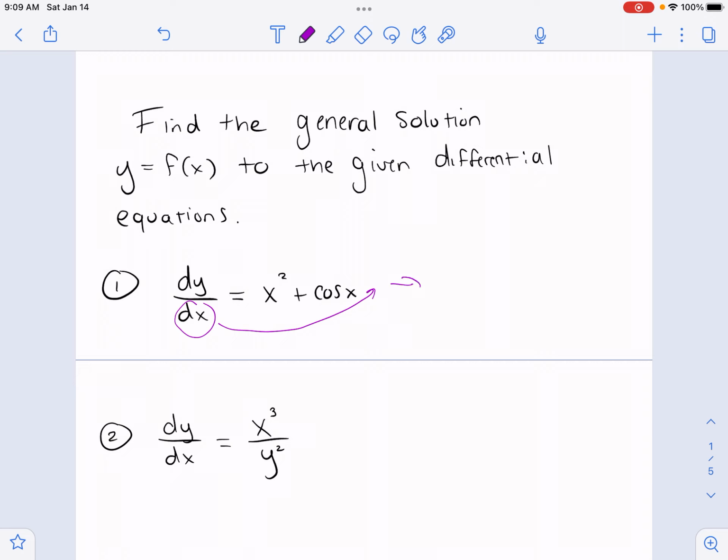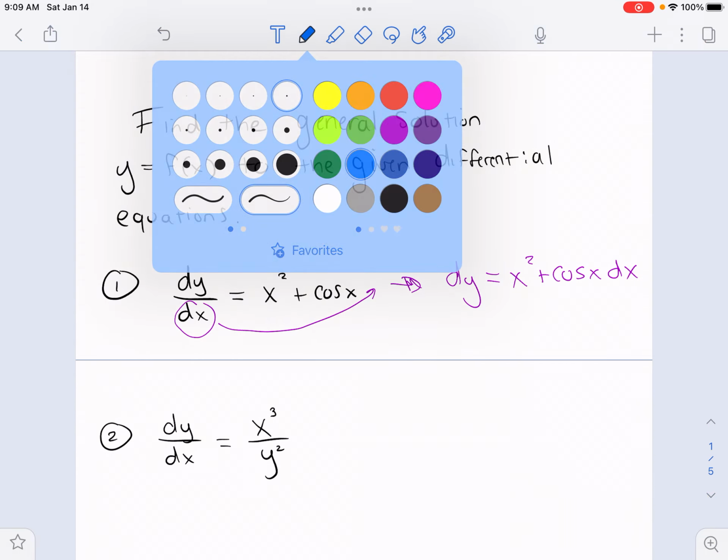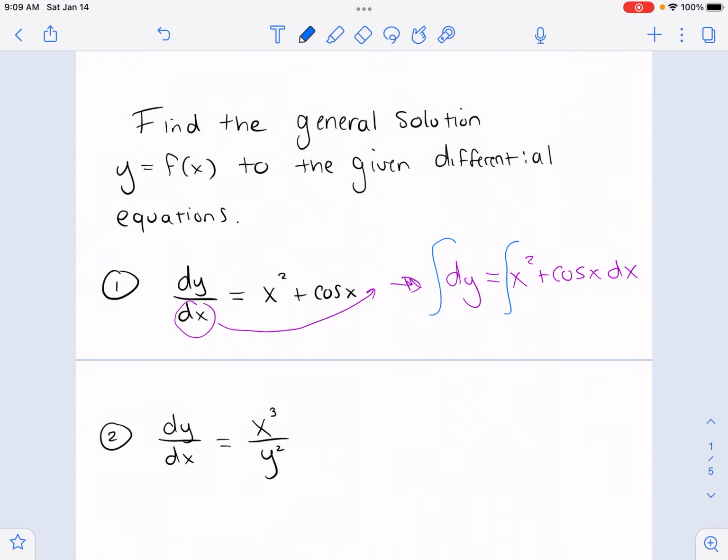I'm going to move that dx over there. So now I've got dy equals x squared plus cosine of x dx. And then you introduce the anti-differentiation symbol. The antiderivative of 1 dy we just call y. On the right side, it would be x cubed over 3 plus sine of x plus c, which would represent any constant.